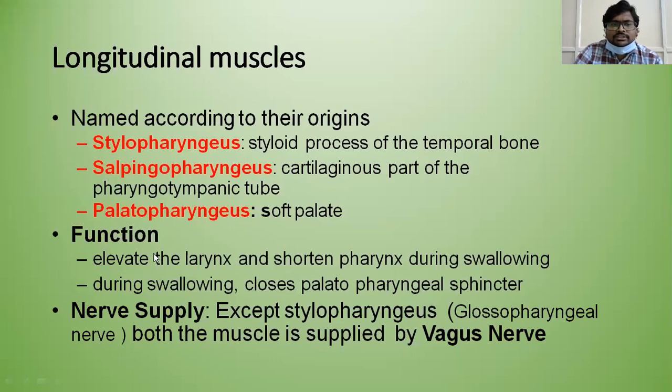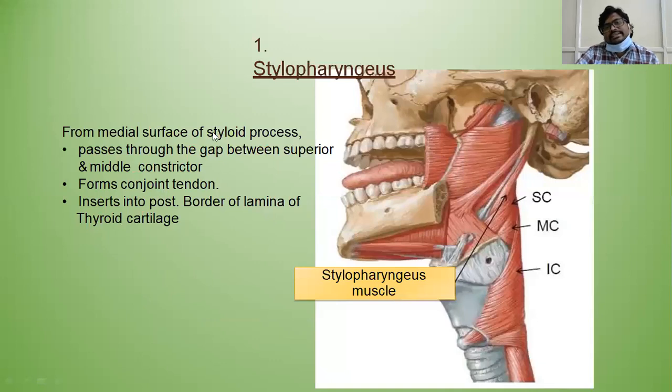Now coming to the function. All these have the same function. The function is to elevate the larynx and shorten the pharynx during swallowing. During swallowing, it closes the palatopharyngeal sphincter to prevent regurgitation of the food. Now coming to nerve supply. All these three muscles are supplied by the vagus nerve, except for stylopharyngeus, which is supplied by the ninth nerve or glossopharyngeal nerve. Now we'll discuss in detail.